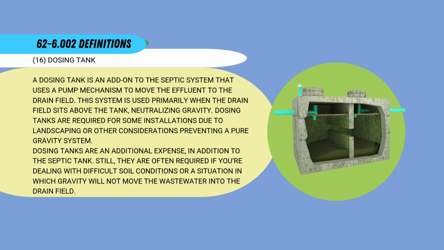This system is used primarily when the drain field sits above the tank, neutralizing gravity. Dosing tanks are required for some installations due to landscaping or other considerations preventing a pure gravity system. Dosing tanks are an additional expense, in addition to the septic tank. Still, they are often required if you're dealing with difficult soil conditions or a situation in which gravity will not move the wastewater into the drain field.